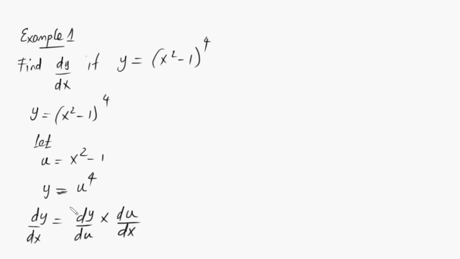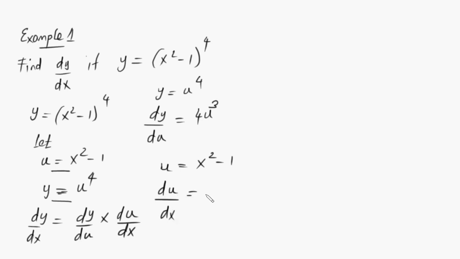So dy du nitaipata from this equation here, and du dx nitaipata from this equation here. So let's start with dy du. So I know y equals to u power 4. This simply means that dy du is just equal to 4u power 3. I know you can solve this one. So that is dy du. We now have du dx from u equals to x squared minus 1. This will just be equal to d over dx of x squared minus d over dx of 1.